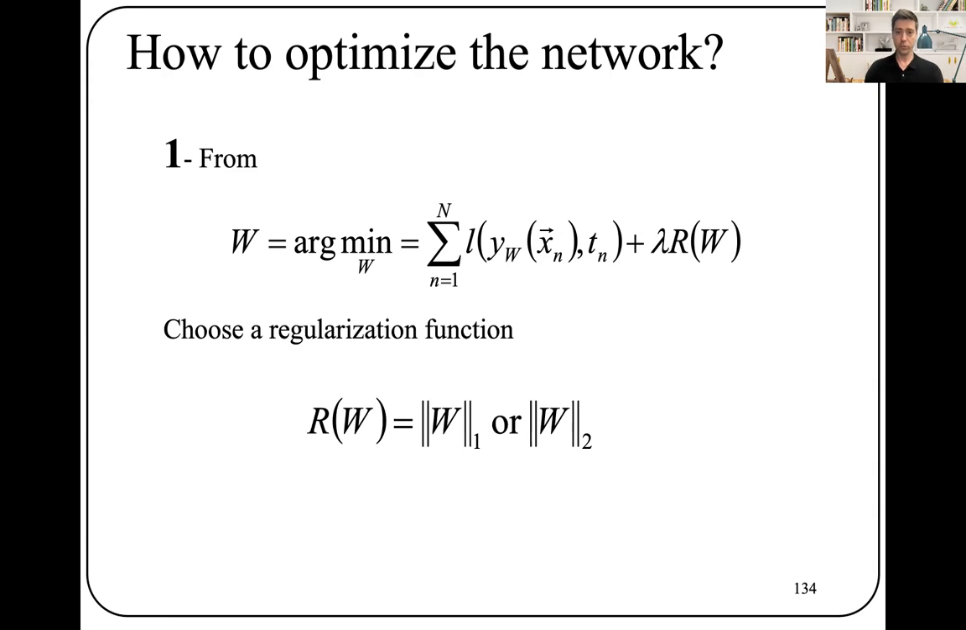There are many ways to choose the regularization function. Two very common choices are the L1 norm and the L2 norm. The main difference is that with the L1 norm, typically we're going to have matrices that are sparse. What that means is that if we use this norm, there's a good chance that a lot of the weights will be close to zero. And this is almost equivalent to disconnecting, or having a sparse connectivity pattern in our network.